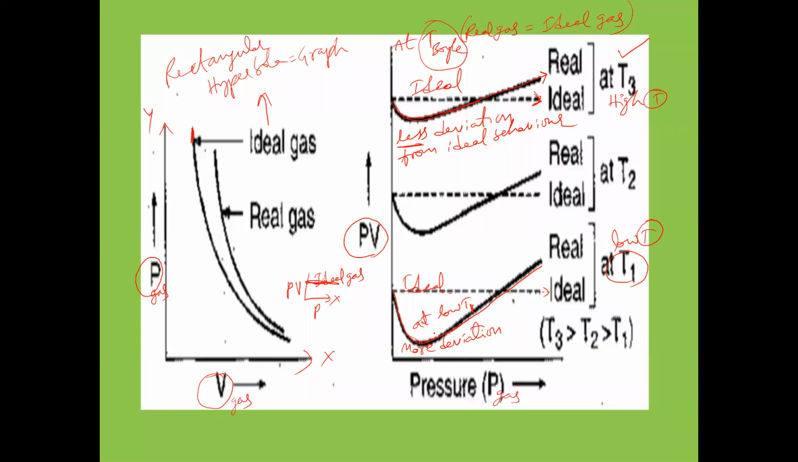Like this, when you are heating a gas from lower temperature to higher temperatures, at one particular temperature, the real gas nearly behaves like what? Ideal gas. The deviation becomes lesser and lesser, and the real gases behave like ideal gases at one particular temperature. That is called Boyle's temperature. So this point we have to understand.